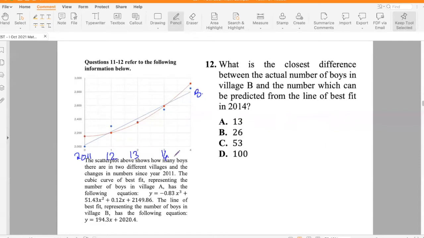So what is the actual difference between, so in the blue case, the actual value is about, let's say 2,500. Yeah, so this is about, I would say 2,540. And this is 2,600, right? So the difference is about 60. So the closest value is 53, option C.